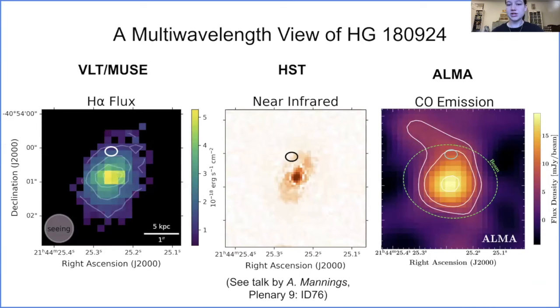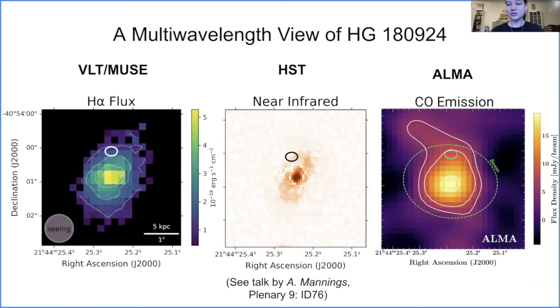I've got here three observations of host galaxy 180924. The first being this H-alpha flux from VLT MUSE, which you can also then turn into a star formation rate. The second image is from Hubble in the near infrared, so this traces dust in the galaxy. And I smoothed the original image, and this starts to bring out the spiral arms a little bit. You should go see the talk by Alexandra Mannings to learn more about this.